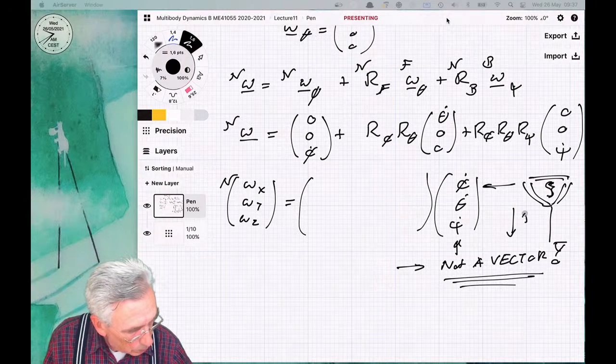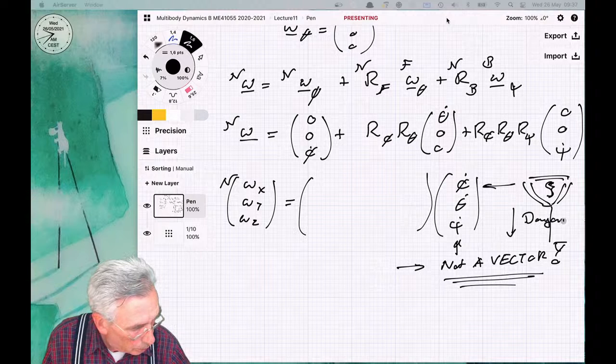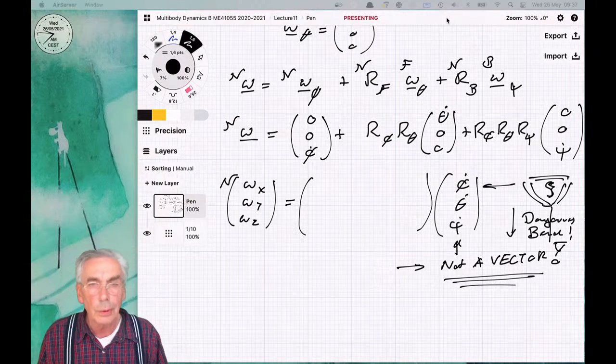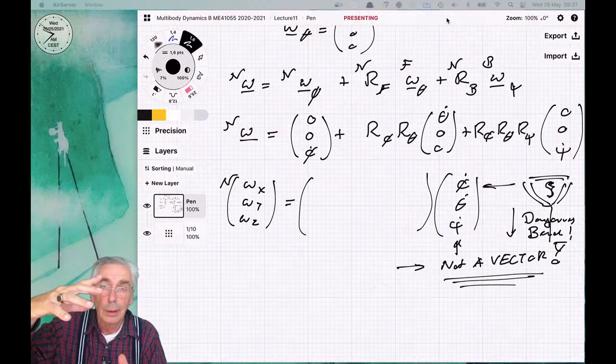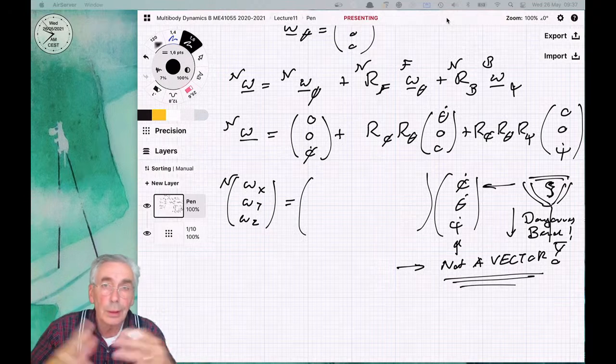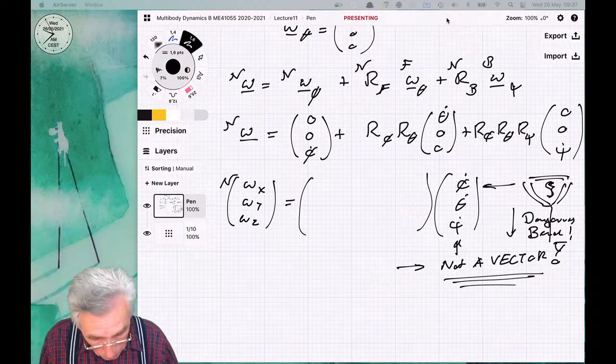Dangerous, you know this sign, dangerous bend. Watch out, next corner. This is not a vector, but I just have to write them in an order, because it's a linear mapping, right? Not a vector.